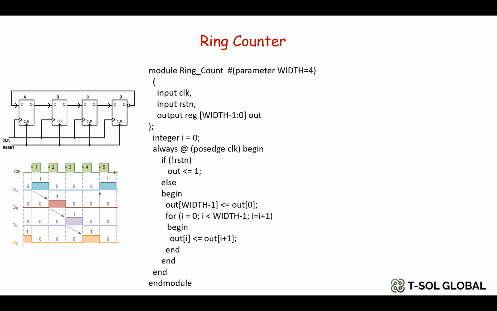And here you can see the Verilog code for the ring counter. In the Verilog code, in each clock cycle the output is shifting its bits one place by implementing the for loop. Now we'll move to the Modelsim and Quartus Prime.